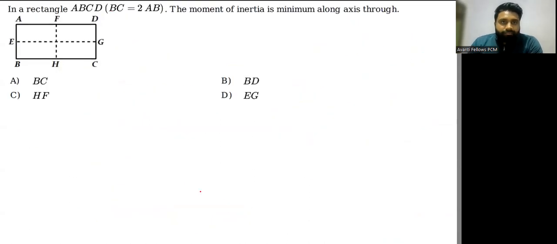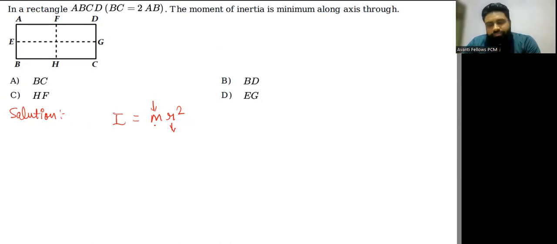Now, in a triangle of ABCD, the moment of inertia is minimum along the axis through which? So you know the solution of it: the moment of inertia is given by m into r square. So it can be minimized by minimizing the value of mass and minimizing the perpendicular distance from the axis of rotation. So we have to arrange the mass such that along the axis, the lesser mass is distributed.